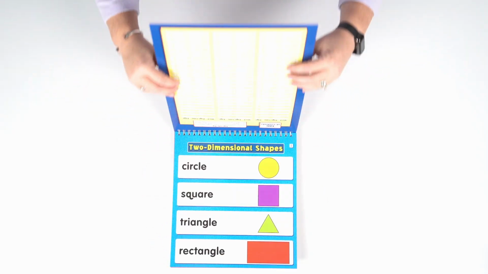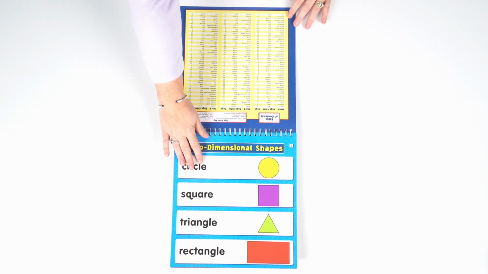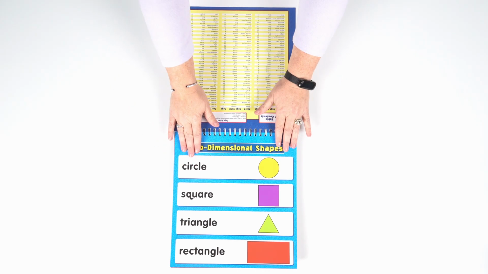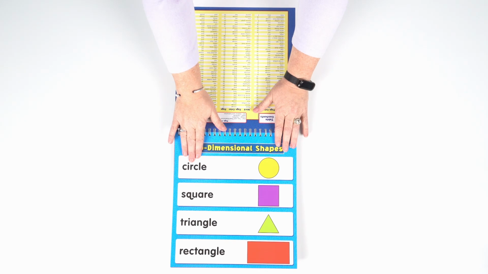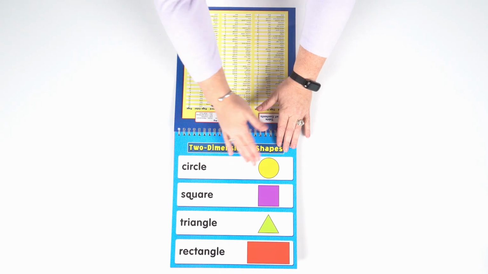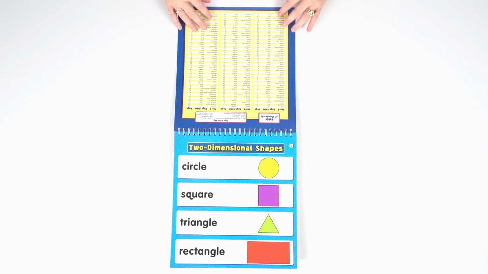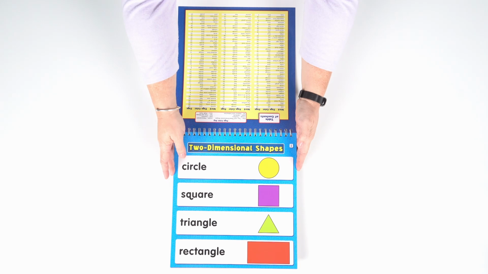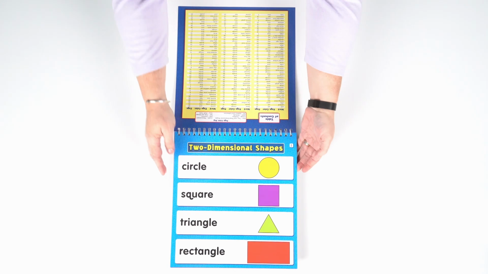This flip chart is laminated so you can use a dry erase marker throughout. As you can see, it not only has the academic math words, but it also has a pictorial representation which helps students, especially ELL students. There's a table of contents, and this flip chart has 40 pages.